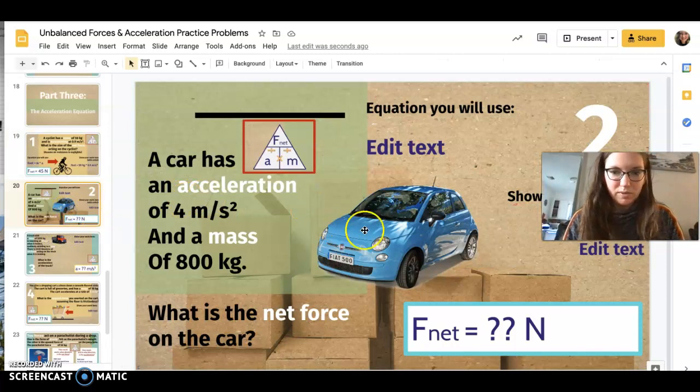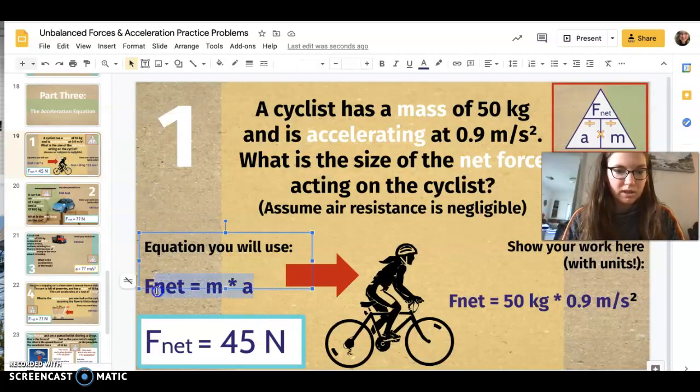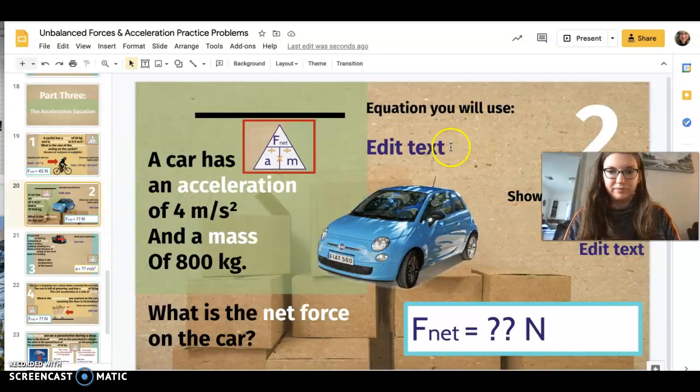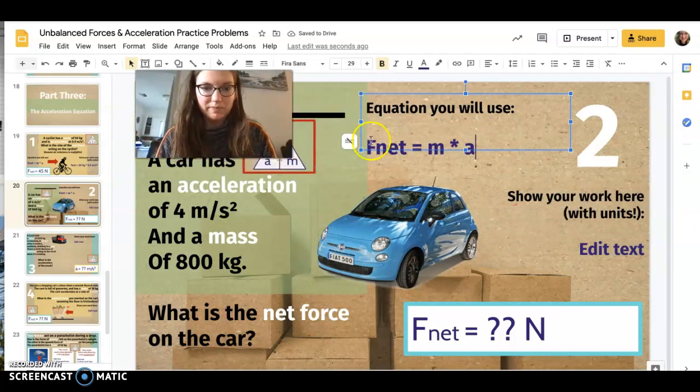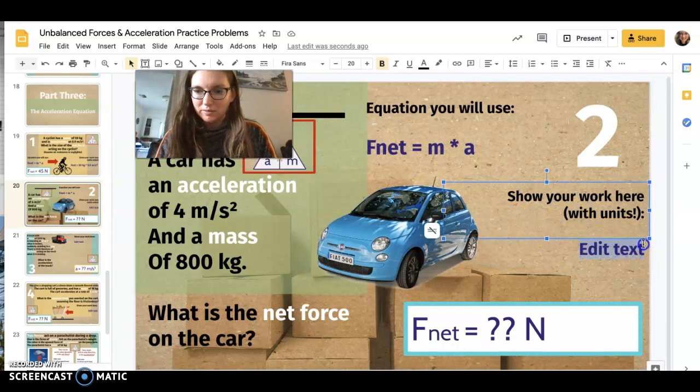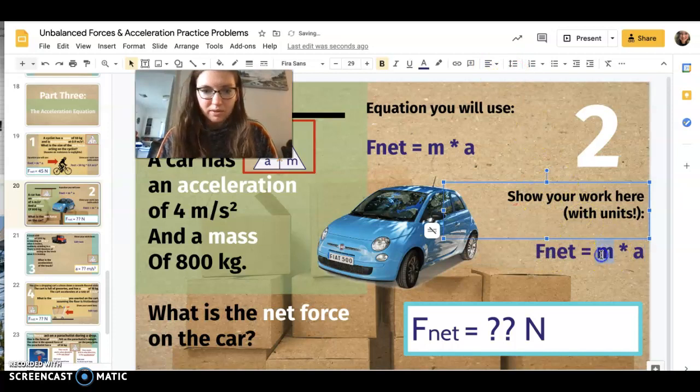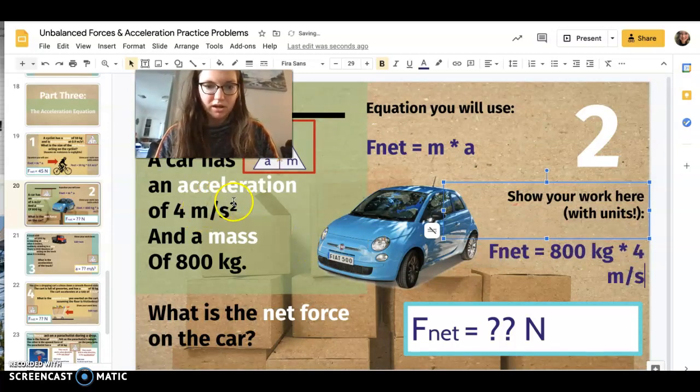Let's see. Next one. A car has an acceleration of 4 meters per second squared and a mass of 800 kilograms. What is the net force on the car? So again, I'm doing the equation for F net. So I'm going to copy and paste this. Okay, I'm going to show my work there. So the mass of the car is 800 kilograms, and the acceleration is 4 meters per second squared.